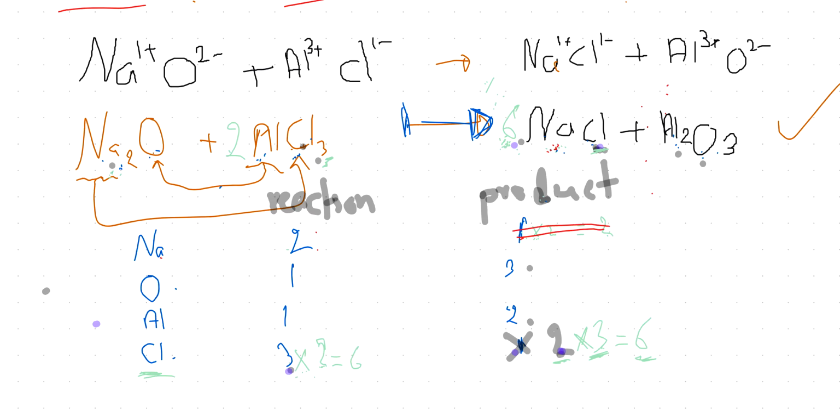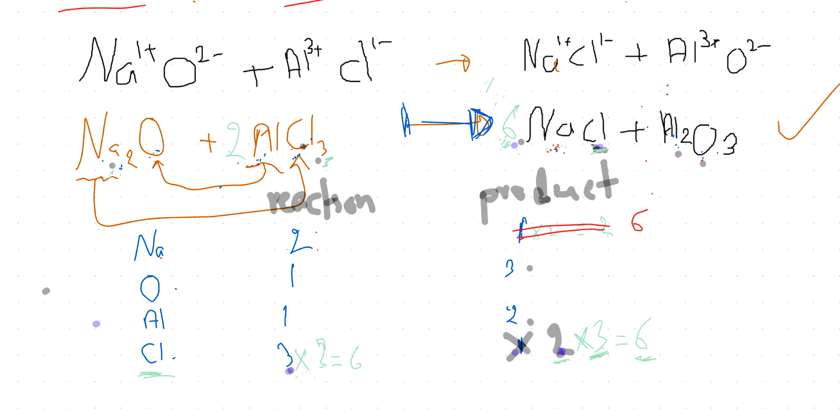Now, oxygen. How many atoms do I have? We have 1, and here we have 3. Okay, I am still good. Aluminium. How many atoms of aluminium do I have here? We have 2.